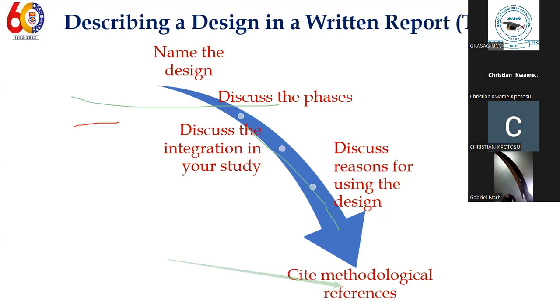Then the fourth, what are some of the reasons for using your design? In this case, what are the overriding benefits? As we have seen, all designs we will use have both advantages and disadvantages. So if you cannot justify the overriding benefits of the design in your work, it means that you don't even know how or why you are using that design. So you have to give reasons for that design. These are the phases of this design. This is how I'm going to integrate it in my work. Because so and so has done this, so and so said this.